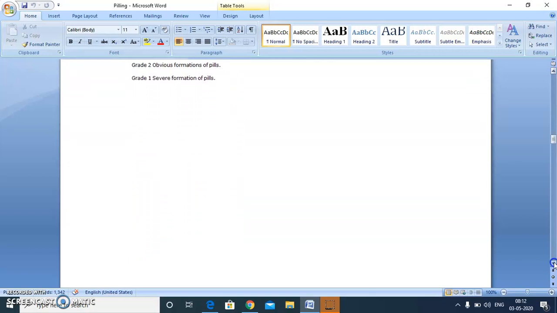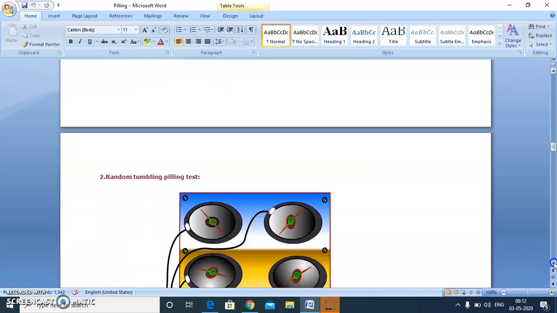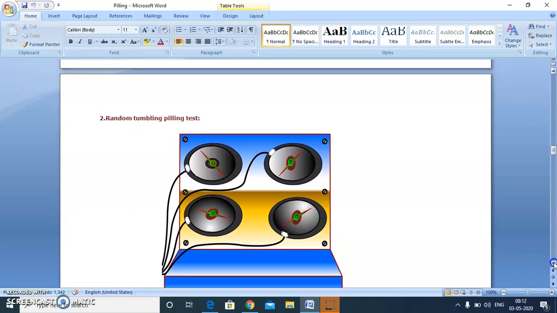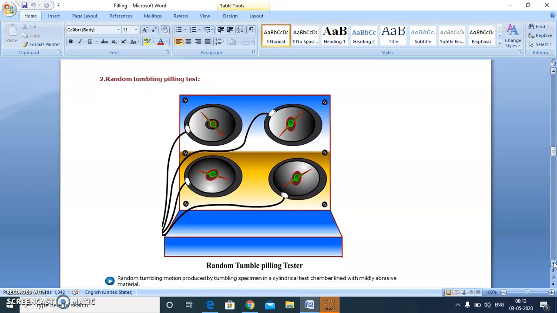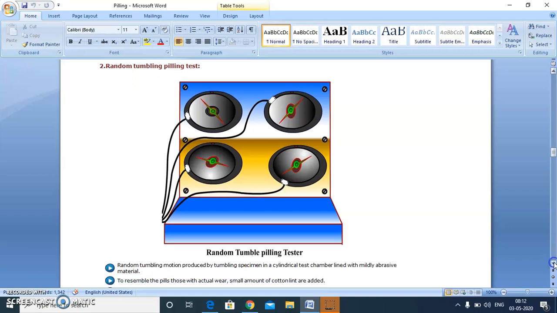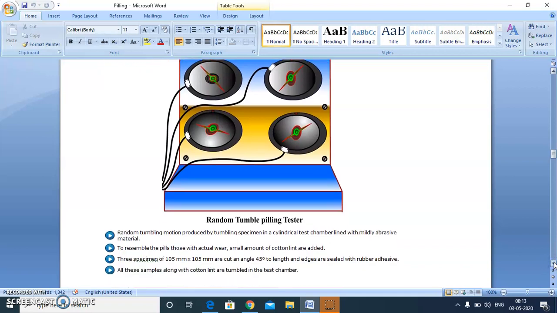Grade 1 means severe formation of pills, and grade 5 means no or weak formation of pills. So now we'll move on to second type of pilling tester, which is a random tumbling pilling test. In this case, we don't prepare the sample in a tubular form, but these are the cylindrical chambers which are lined by abrasive material, and we just put the sample of this given dimension here and cut at an angle of 45 degree, and the edges are sealed with rubber adhesive.